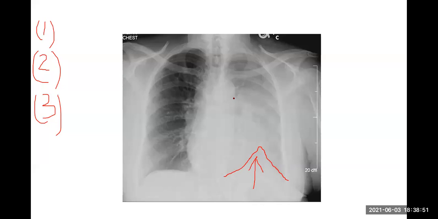And also you cannot see the cardiac border on this side. But the cardiac border... So of these three, what do you think this is?